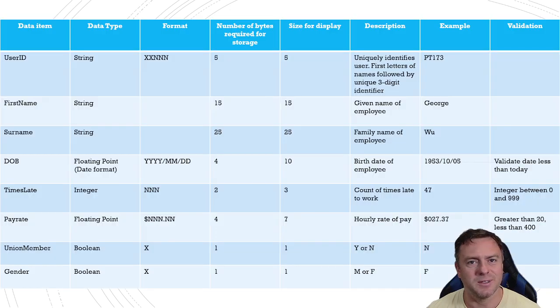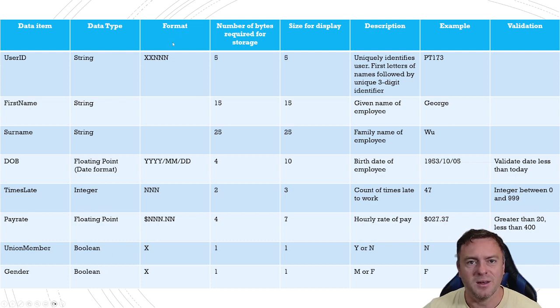Here's a pretty typical example of a data dictionary. What you'll see on the top left here is the data item, and then all the variables are listed down here. You'll then see the data type. So in this case, a user ID is a string, first name is a string, a surname is a string, and then a date of birth is a little bit different. It's actually stored as a floating point number. Now this is being formatted as a date format, and basically the floating point number allows you to store a really big number, which tells the system how to store it. Then you've got integers, floating points, and then booleans down the bottom.